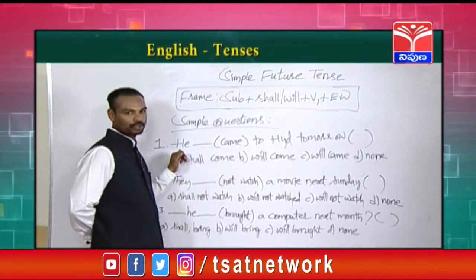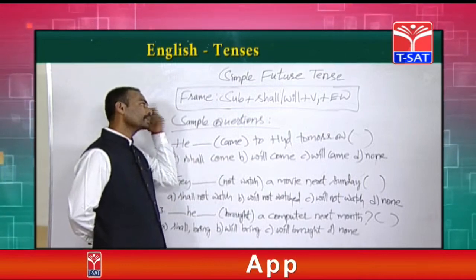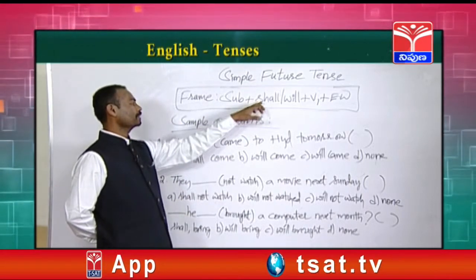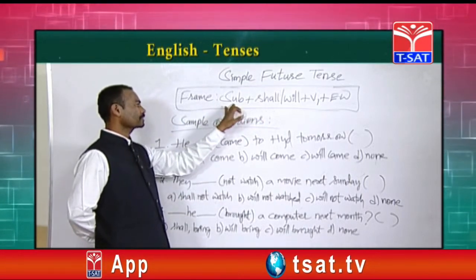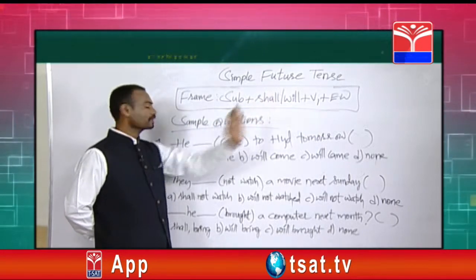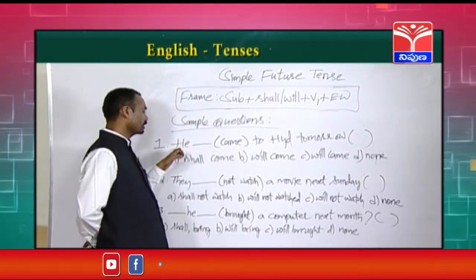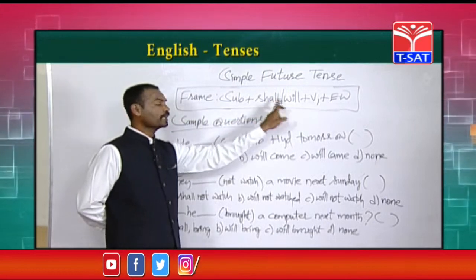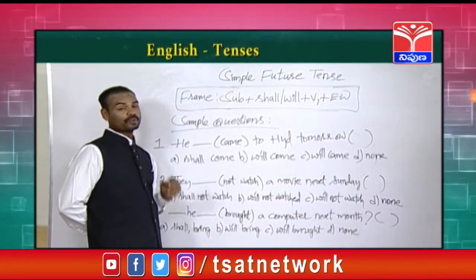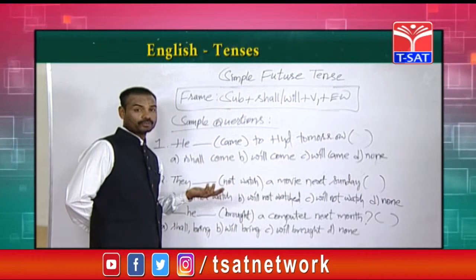After knowing that, you should come to the subject. After coming here, immediately you can remind the frame of simple future tense. After subject, shall or will, V1, then extra words. So subject, it is there. Next we should take one helping verb. So 2 helping verbs are there in simple future. Which helping verb should be taken here?